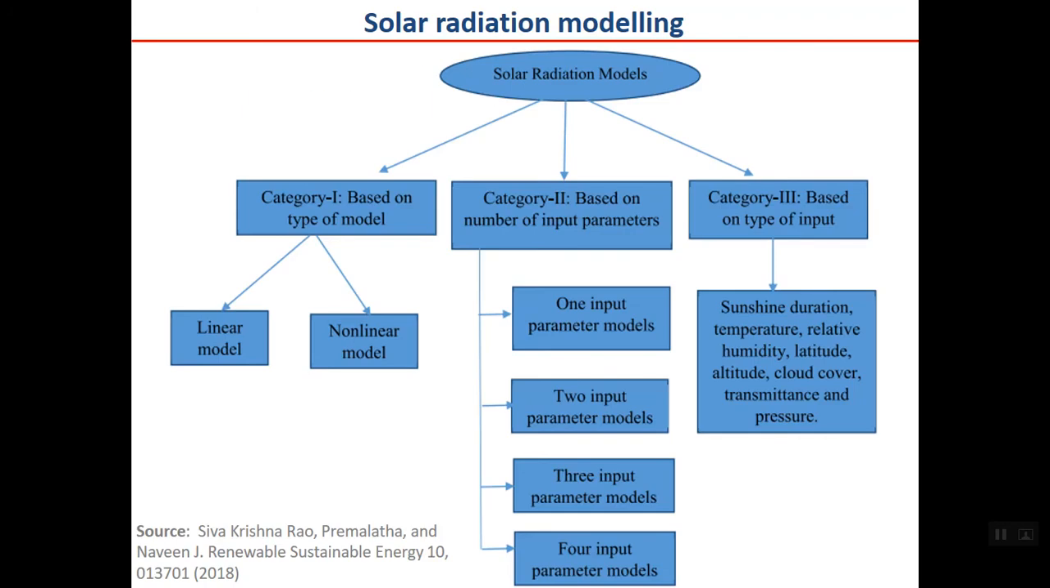Just for a reminder, solar radiation models can be classified based on different categories. For example, based on the type of model, which may be linear or nonlinear models, based on the number of input parameters, which may be 1 to 4 or more even, and based on the type of input, which may include different parameters like the sunshine duration, temperature, relative humidity, latitude, altitude, or height above the sea level, cloud cover, transmittance, and pressure, and maybe other parameters.